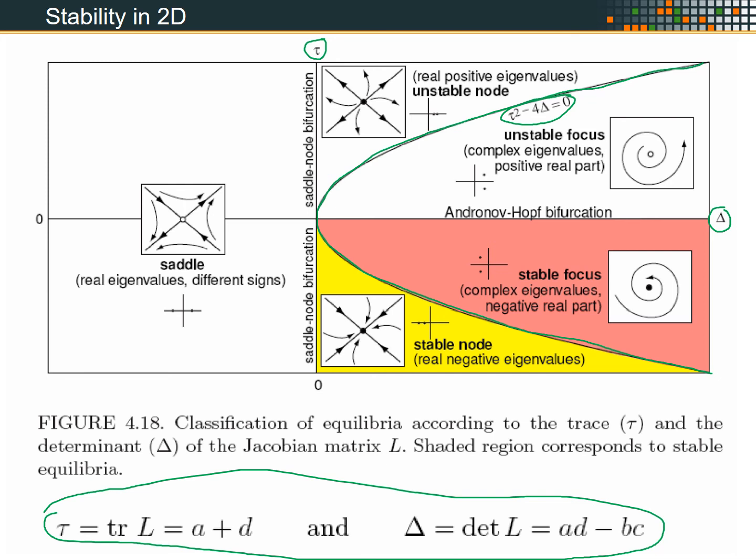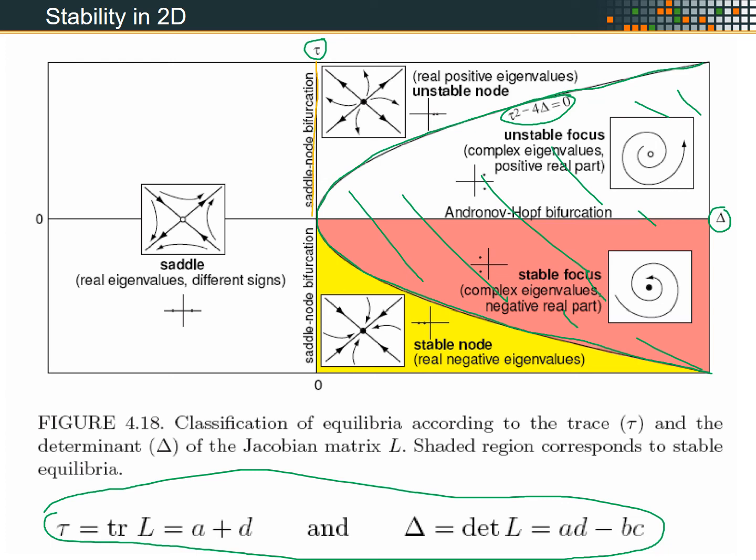So that means this green boundary tells us whether we have a solution that contains a complex part and therefore a periodic orbit or a periodic component. Everything inside this area has this periodic component. Everything outside of this area does not have this periodic component. So let's start with solutions that do not have a periodic component.